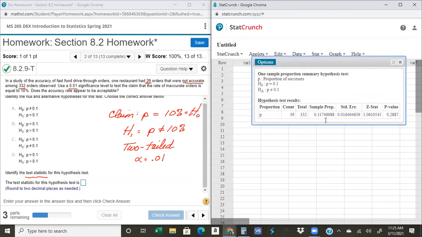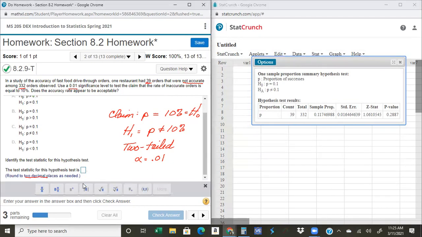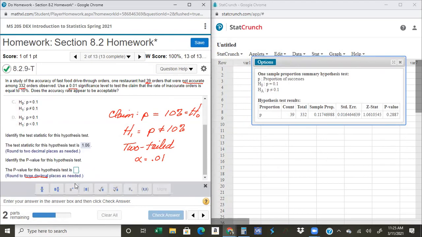It gives us the sample proportion, which is P cap. We don't need the standard error. Z-stat is going to be the test statistic. So this is what we put in here. 2 decimal places, 1.06. The p-value, 3 decimal places will be 0.289.